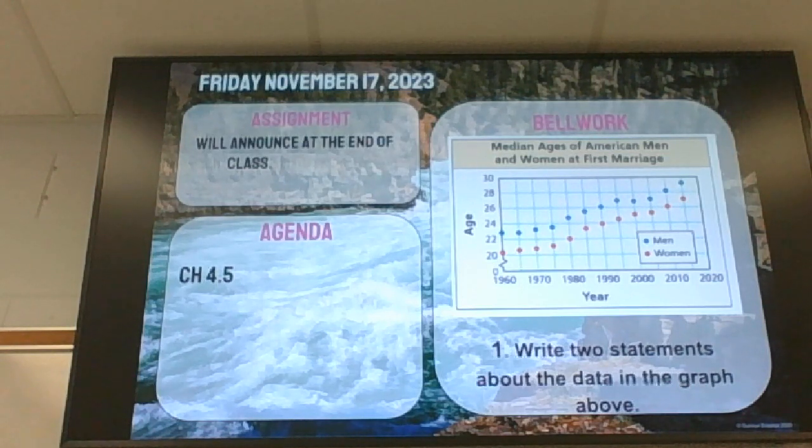Melina, which gender in the year 2015 is approaching 30? Yeah, males. So, the first observation was that both are going up over time. The age people are getting married is increasing. I'll write that.